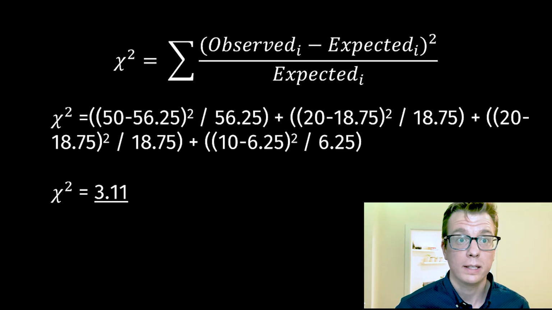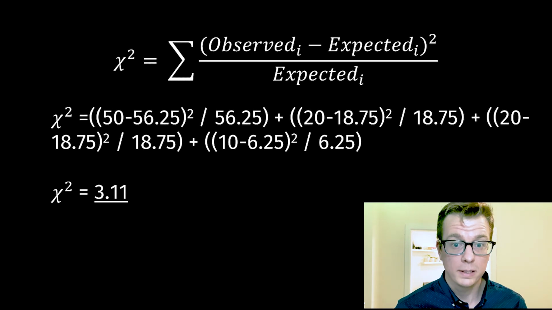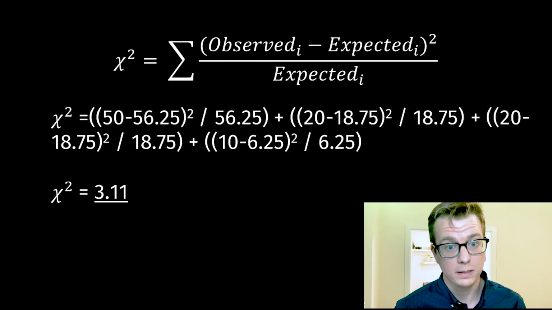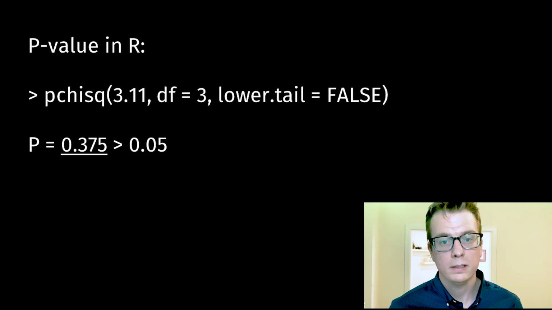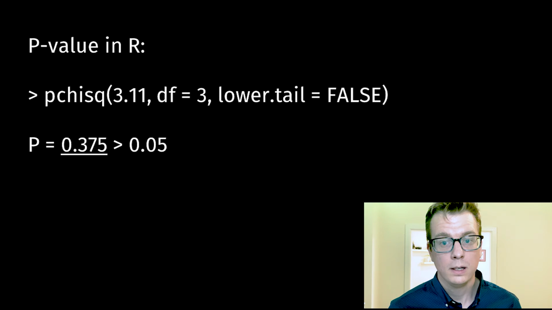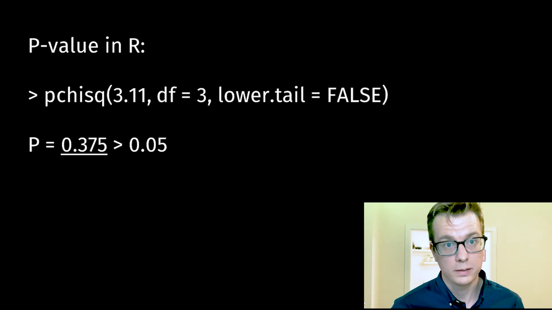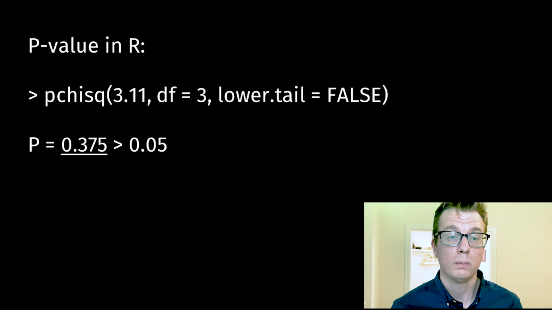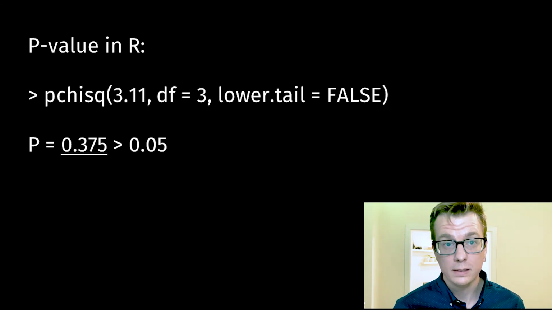We now need to calculate the p-value. Unlike the binomial test, which gives us an exact p-value, the p-value for the chi-square test is approximated using the chi-square distribution. We can calculate the p-value by using the pchisq function in R. We need to add the chi-square value of 3.11, and our degrees of freedom, which is the number of categories minus 1, in this case 4 minus 1, or a degrees of freedom of 3.